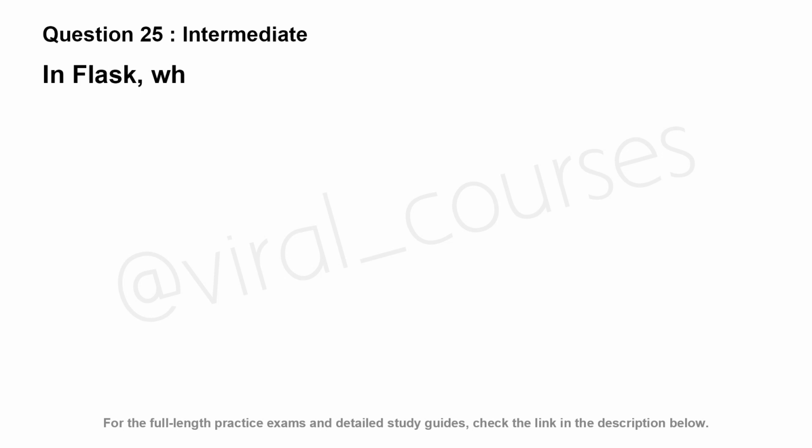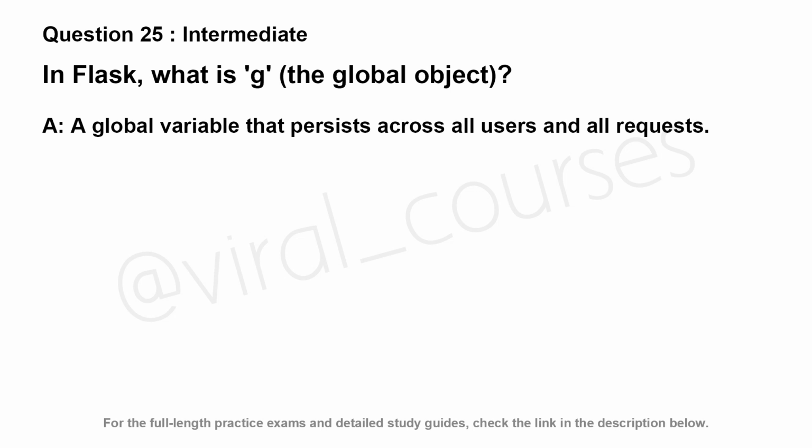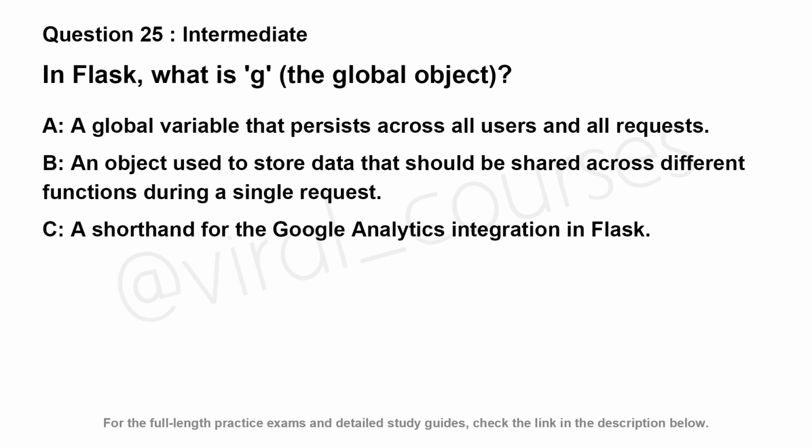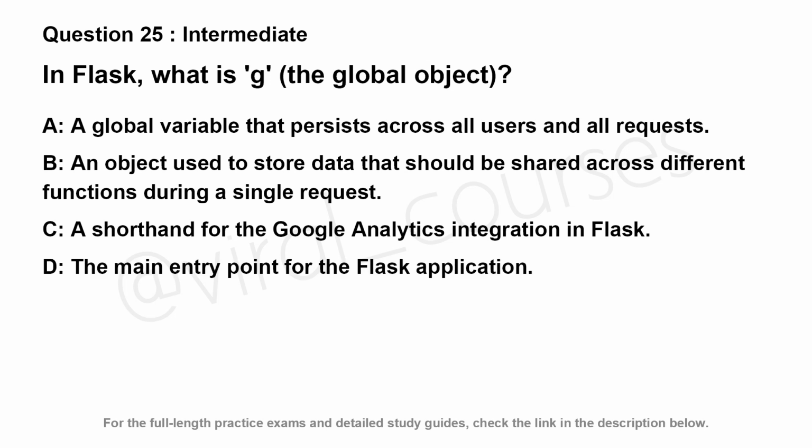In Flask, what is g, the global object? Option A. A global variable that persists across all users and all requests. Option B. An object used to store data that should be shared across different functions during a single request. Option C. A shorthand for the Google Analytics integration in Flask. Option D. The main entry point for the Flask application.